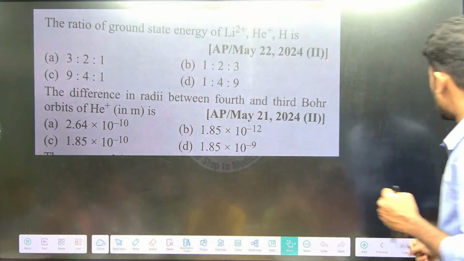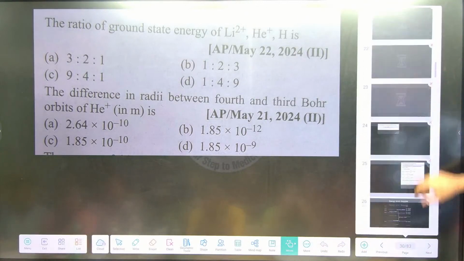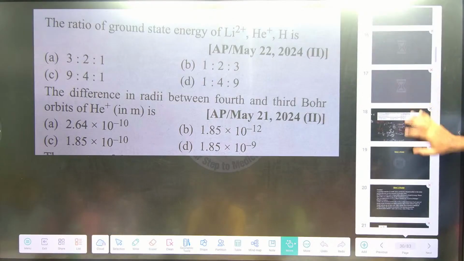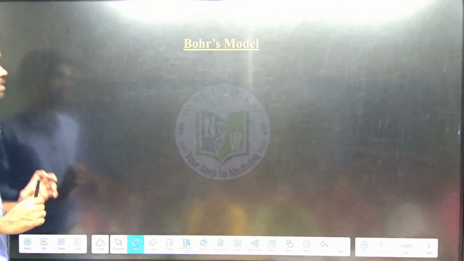Next, we'll go with Bohr's atomic model now. I will tell you the Bohr atomic model in the simplest way possible. Try to listen.